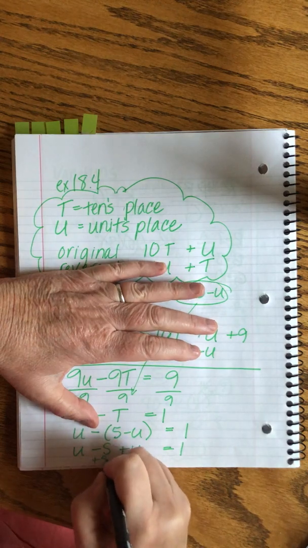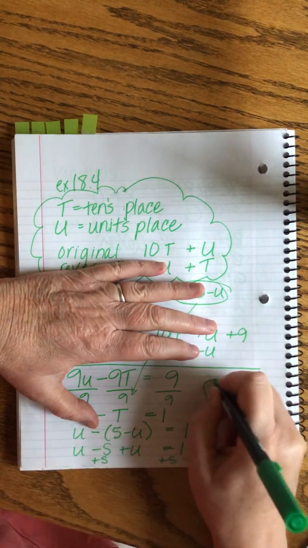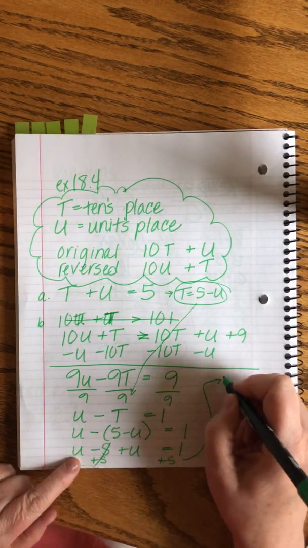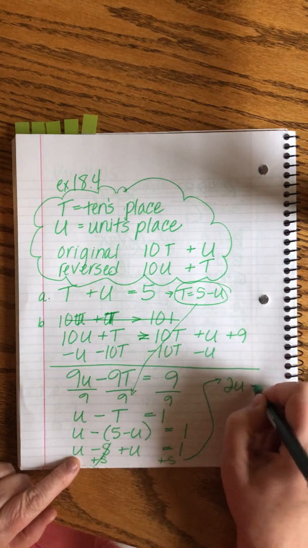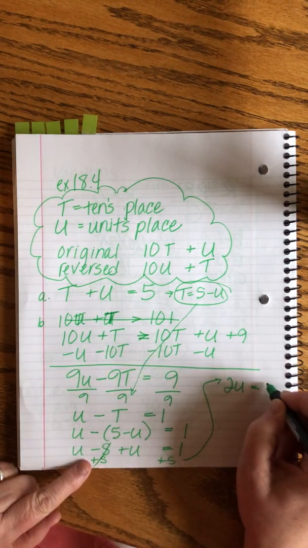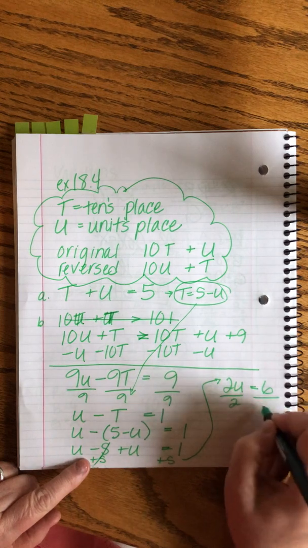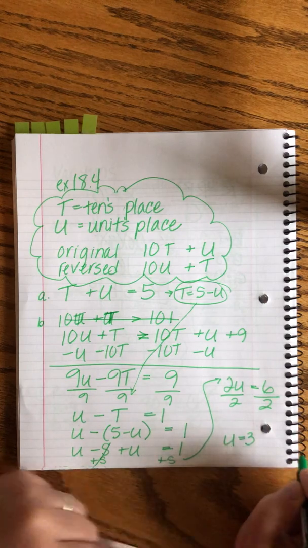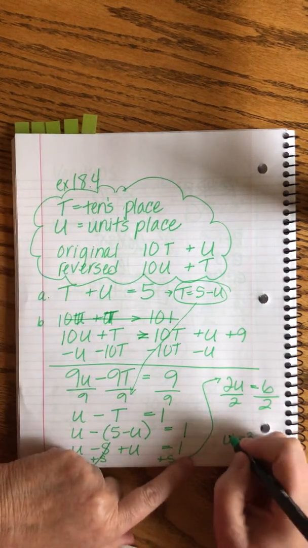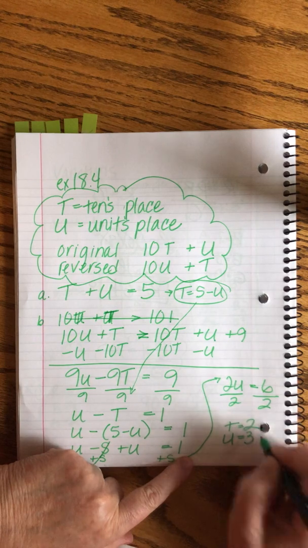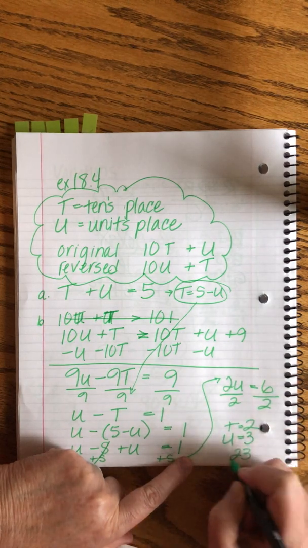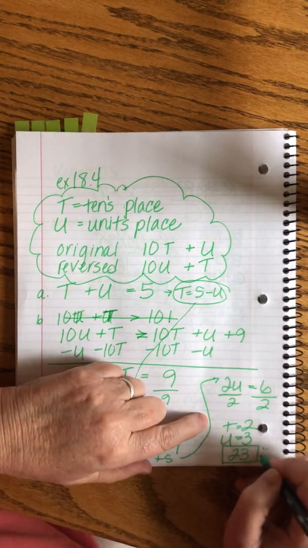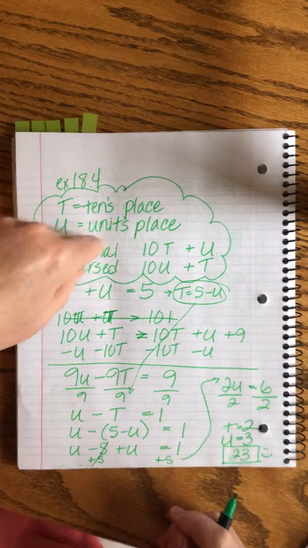We better add 5 to both sides. And I'm just going to go up and finish it over here. And I get, that cancels, I get 2u equals 6. So I get u equals 3. And then I know they have to add to 5. So t equals 2. So the original number is 23. And that's the right number. Yay! Make sure you copy that.